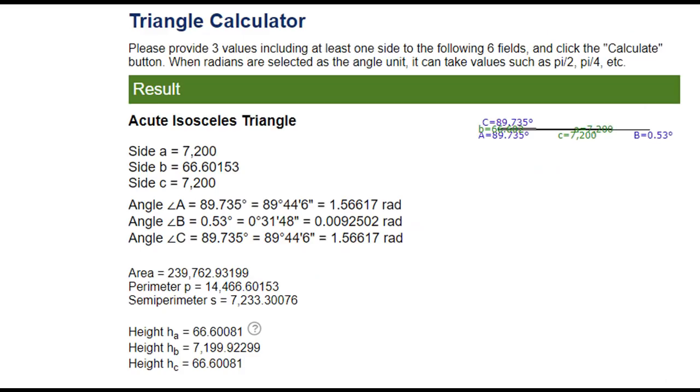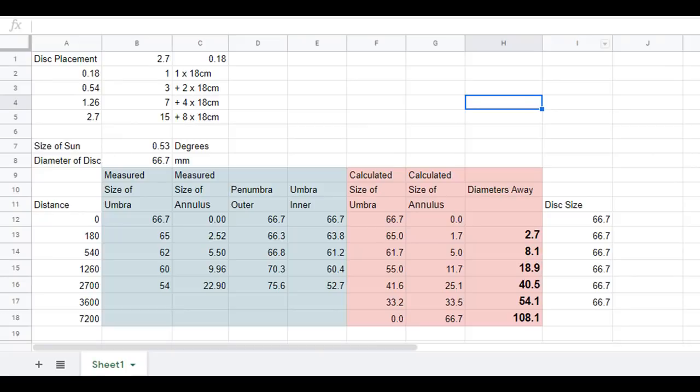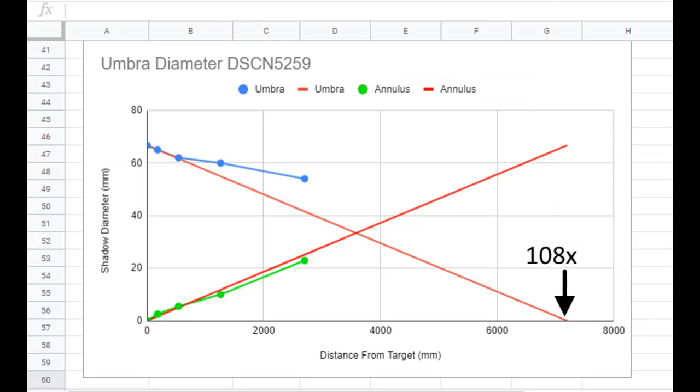Now if you plug this angular size of the sun of 0.53 degrees into a triangle calculator and then set the long sides of the isosceles triangle to 7,200 millimeters, we get 66.6 millimeters, and that matches the diameter of my blocking lids. Almost. Mine was 66.7, remember? So if you take 7,200 and divide that by 66.6, you get 108 times away, there is no longer any umbra. This is simple trigonometry.